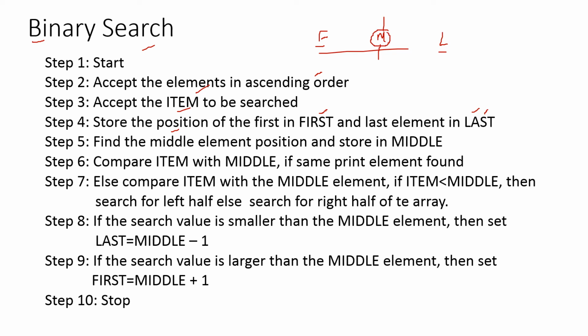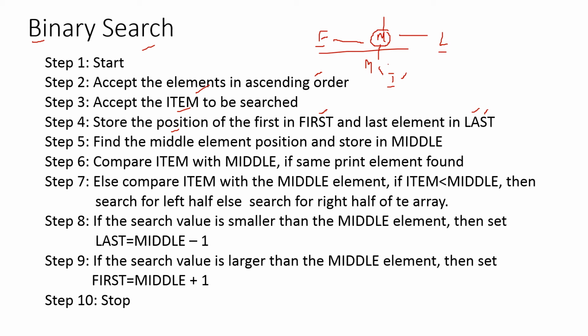Now, if they are not same, what we have to do is compare the middle value with the item. We know that they are arranged in ascending order. So the M value, that is the middle value, is compared with the item value. If the item value is smaller, that means it will be in the first half. If the item value is bigger, it will be in the second half, right?